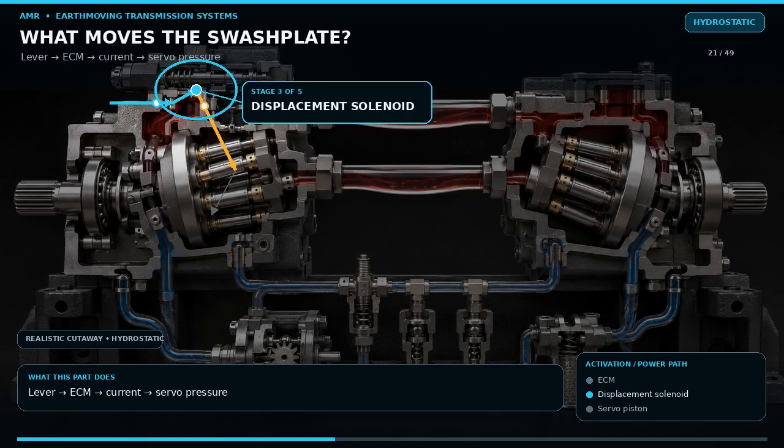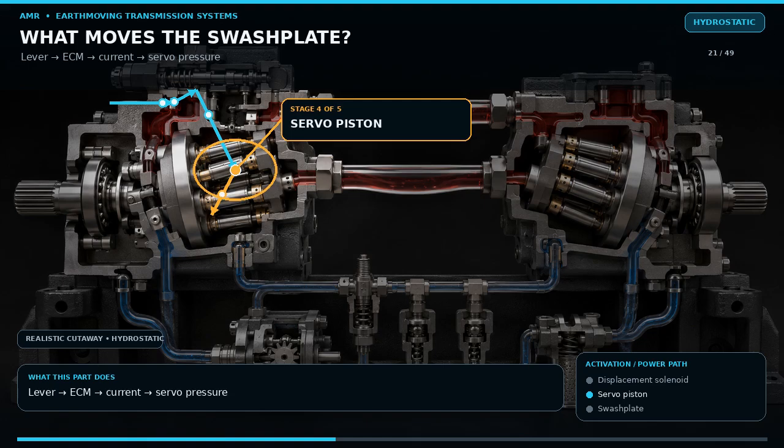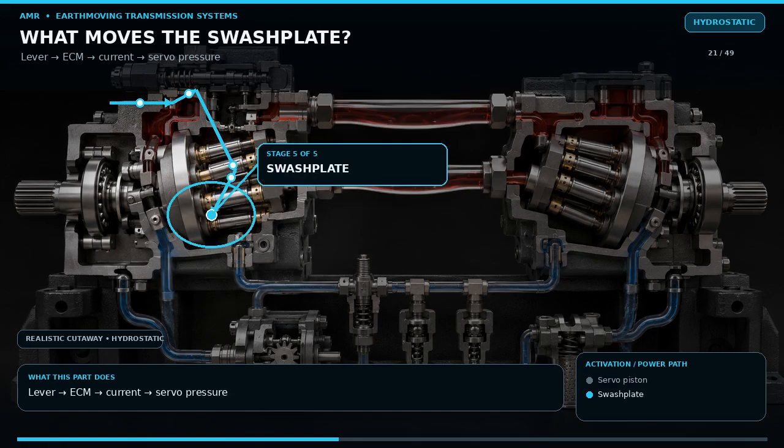A swashplate position sensor or calculated pump response provides feedback. When the operator returns to neutral, command current reduces, servo pressure balances, and springs center the plate. On older pilot-operated systems, a mechanical lever moves a pilot valve, but servo oil still provides the force. A bad lever signal can therefore look like a hydraulic pump problem.